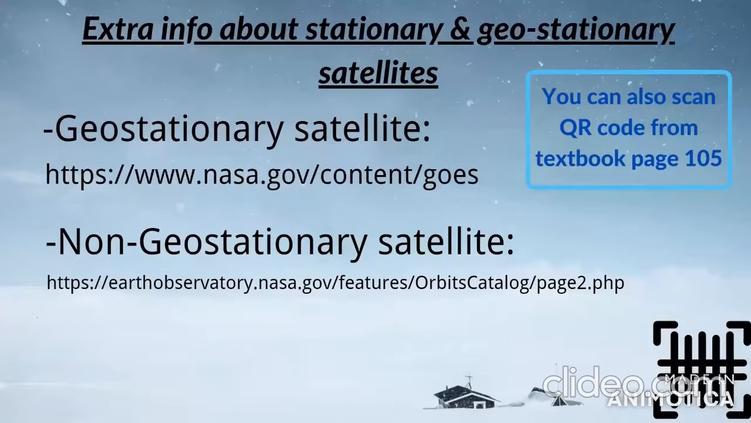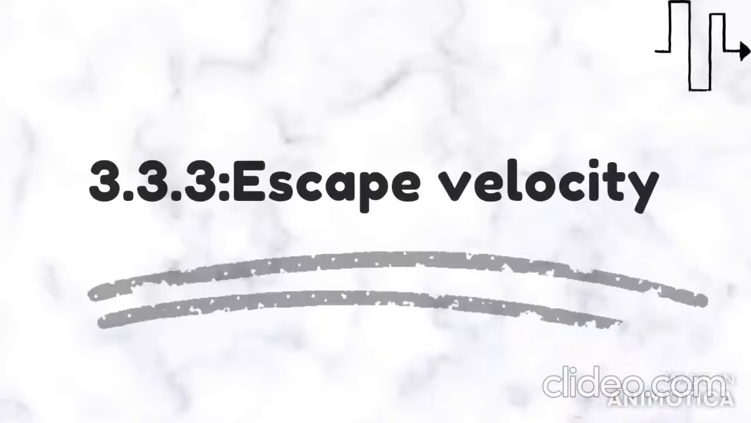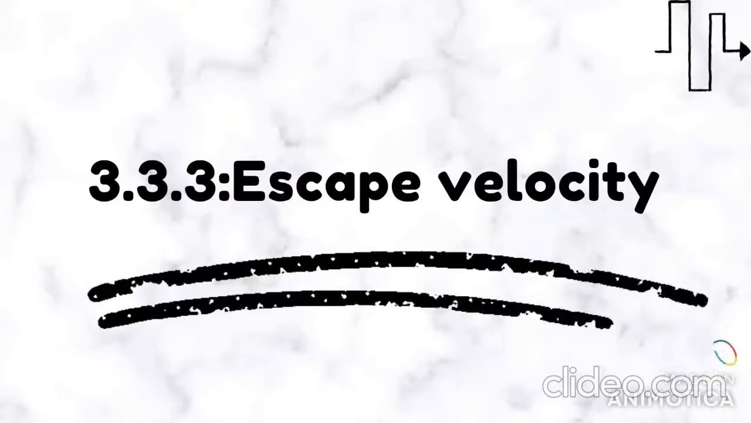This is extra information about stationary and geostationary satellites. You can also scan the QR code from textbook page 105.